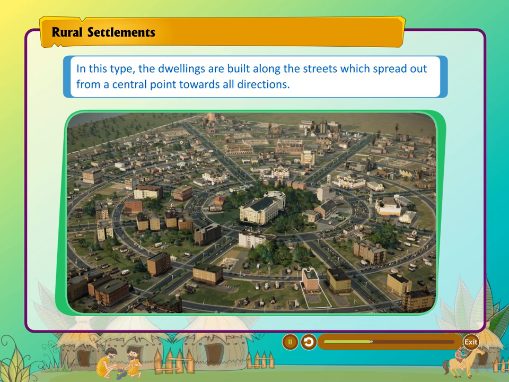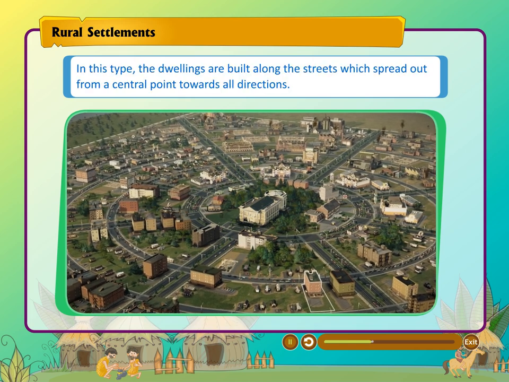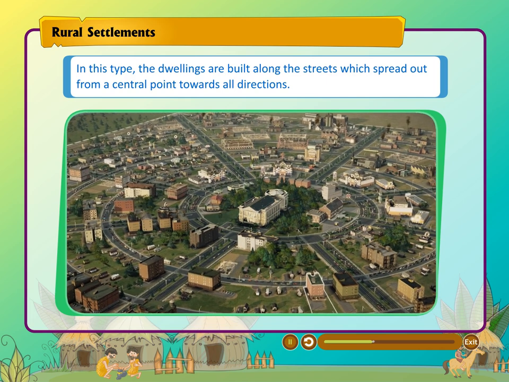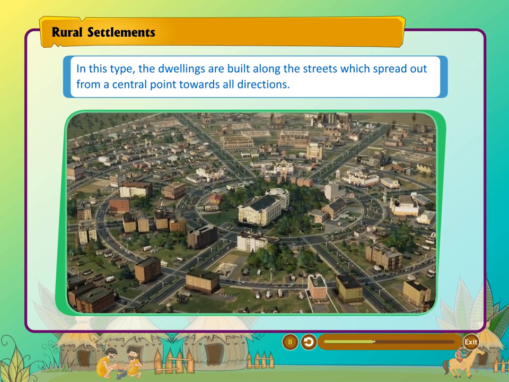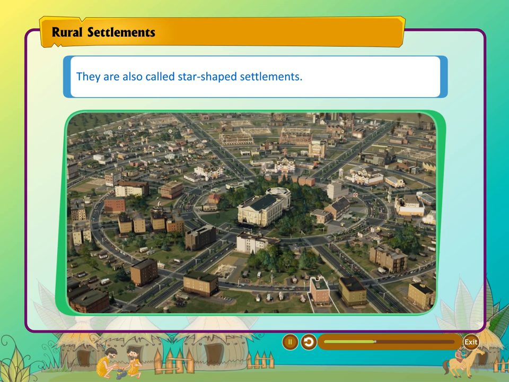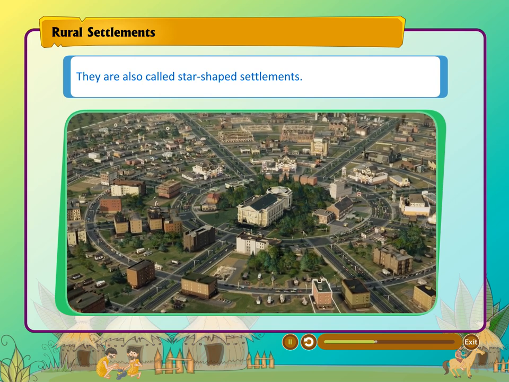Radial settlements. In this type, the dwellings are built along the streets which spread out from a central point towards all directions. They are also called star-shaped settlements.